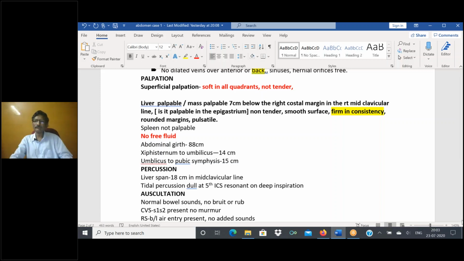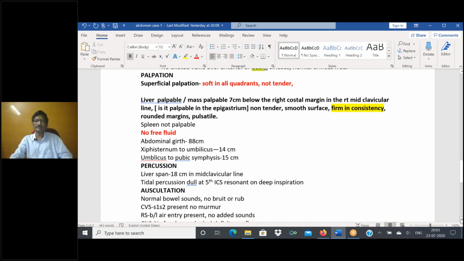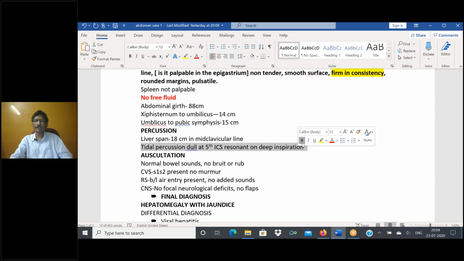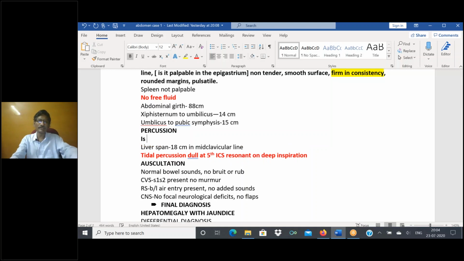Percussion, you have told the liver thing, and don't tell the tidal percussion. It's not relevant for abdomen. Don't bring in tidal percussion there. So for percussion, you just tell whether it is resonant in all areas. If not, which are the areas, where not resonant? Any percussion tenderness?